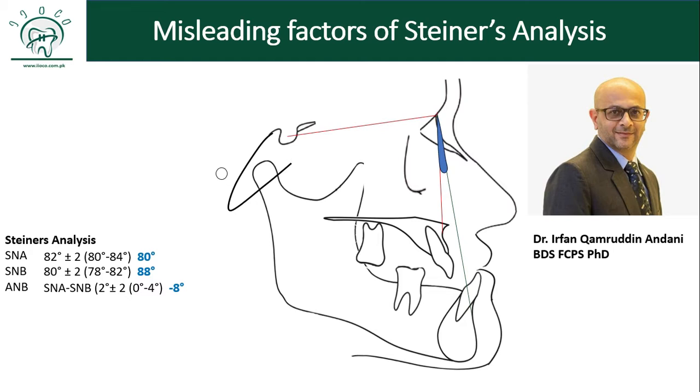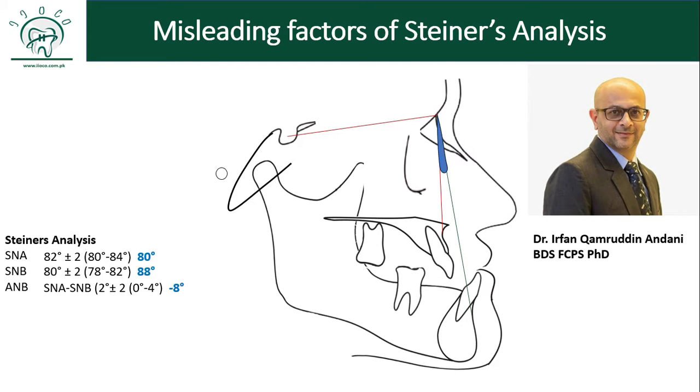Let me remind you that there are more than 250 analyses available, but none of these cephalometric analyses is perfect. There are limitations and flaws in each of them. So today we will see some misleading factors or limitations of Steiner's analysis.